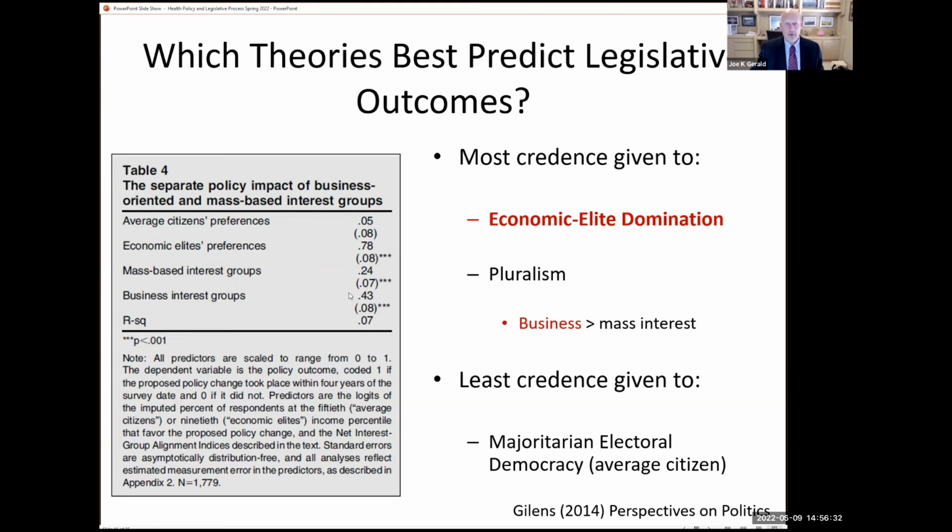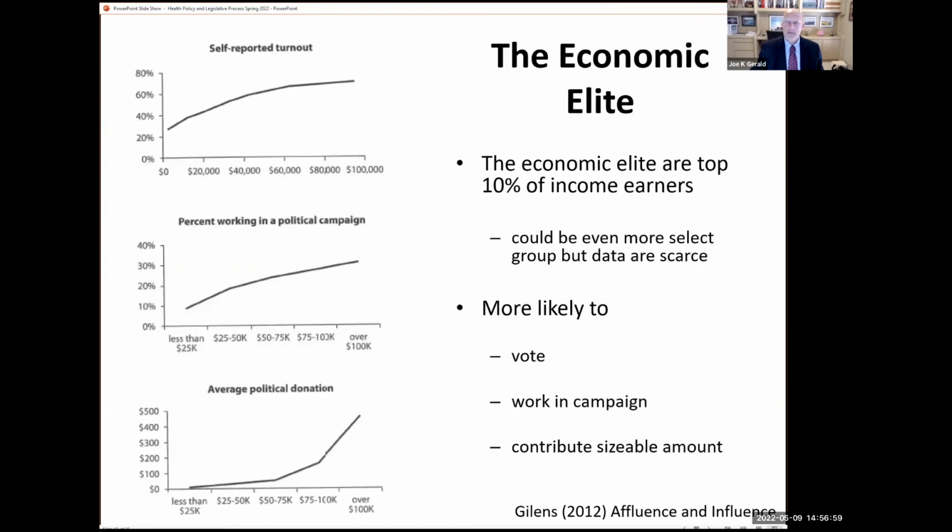So number one and number two, mass-based interest groups, that was also statistically significant. So that it wasn't like they didn't matter. They just didn't matter as much as business groups. And this was mostly because there are many more business groups in the United States than there are citizen groups that lobby. The saddest part here, which will be reflected on the next slide, is that the preferences of the average citizen doesn't seem to matter at all when it comes to elected officials creating legislation that benefits them.